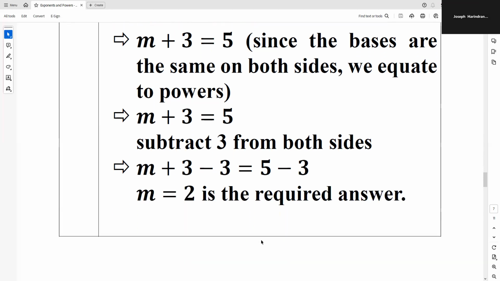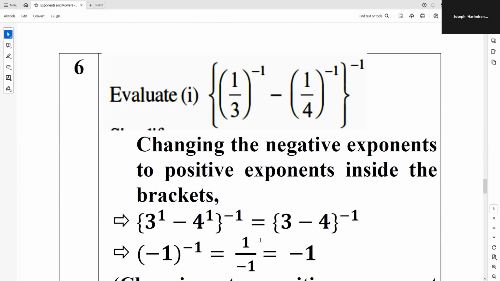We move on to the next question. The next question is the sixth question. It consists of two subdivisions. Evaluate. Here we have to evaluate or find the value of this expression.